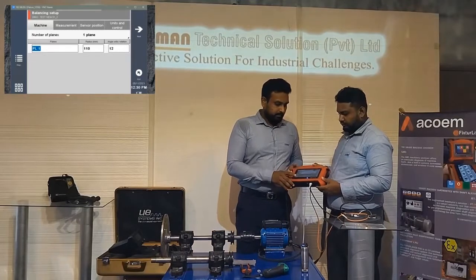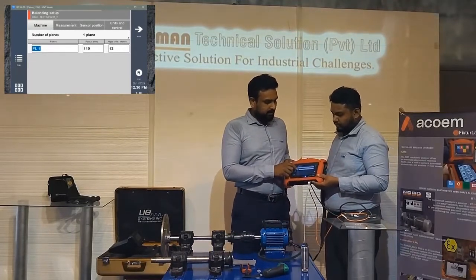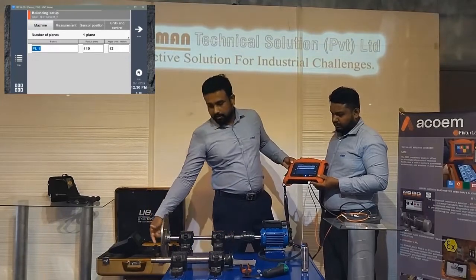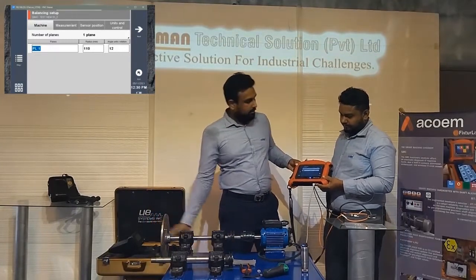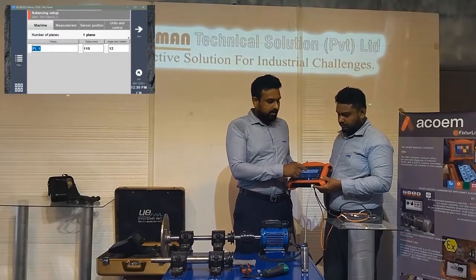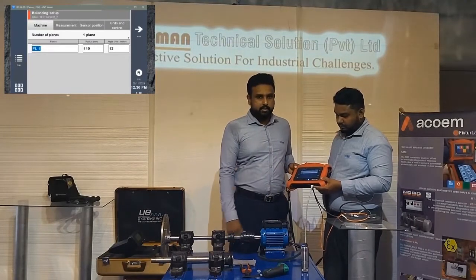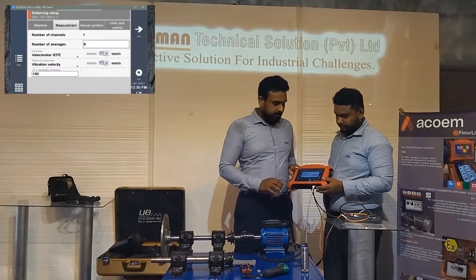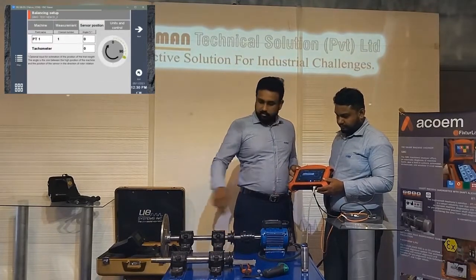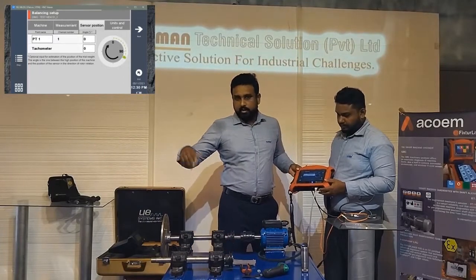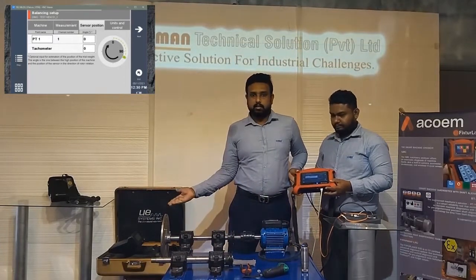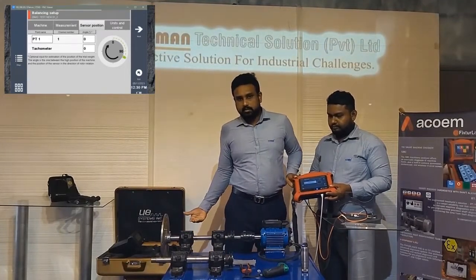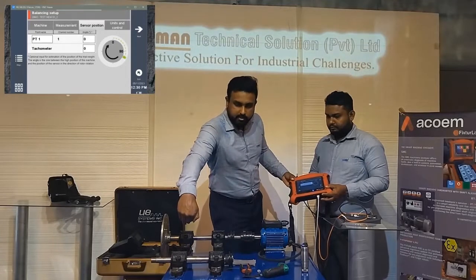So in the machine module, we select the plane, single plane balancing, and the radius of the disc. Today the disc is 110 millimeters, and we divided it into 12 equal parts. And for measurements, the sensor position is the zero position, and this disc rotates from here to here. Then this is the 90 degree position and the 270 position here.